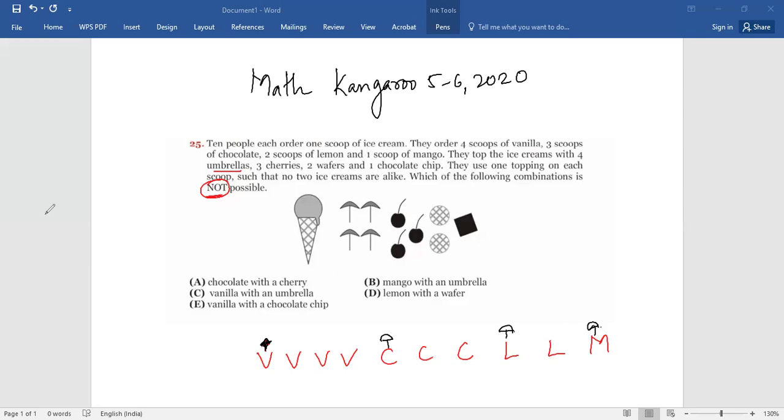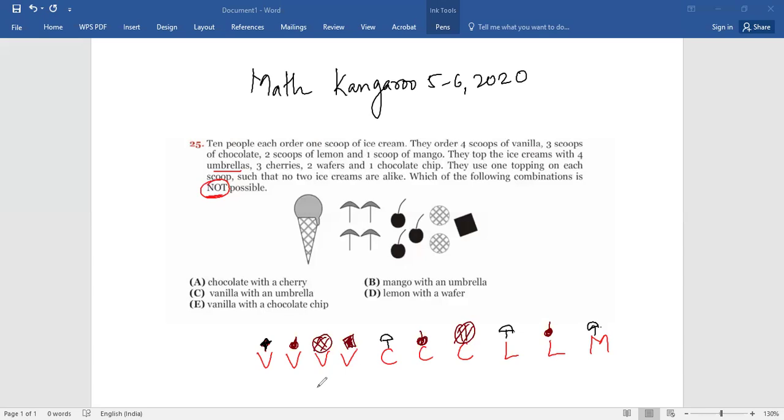Then you have the cherries. So you place the cherry on this one, on this one, and on this one. Then you have the wafer. So you place this wafer here, you place this wafer here, and then you have this last chocolate chip. So all these 10 toppings have been put on 10 different ice cream scoops.